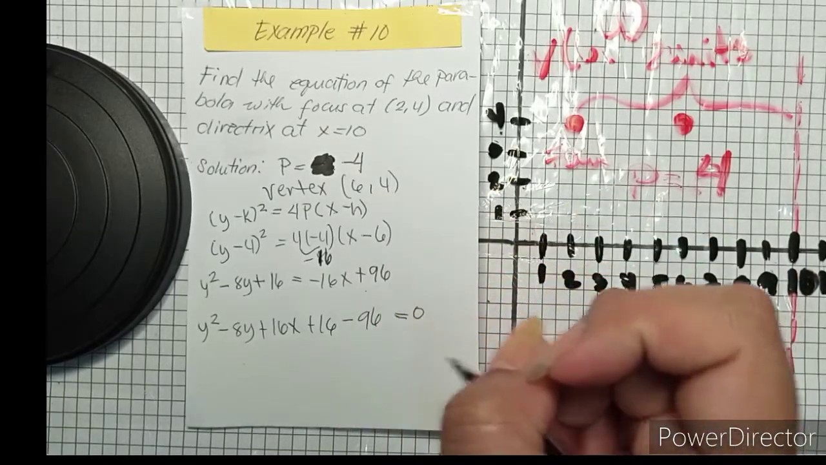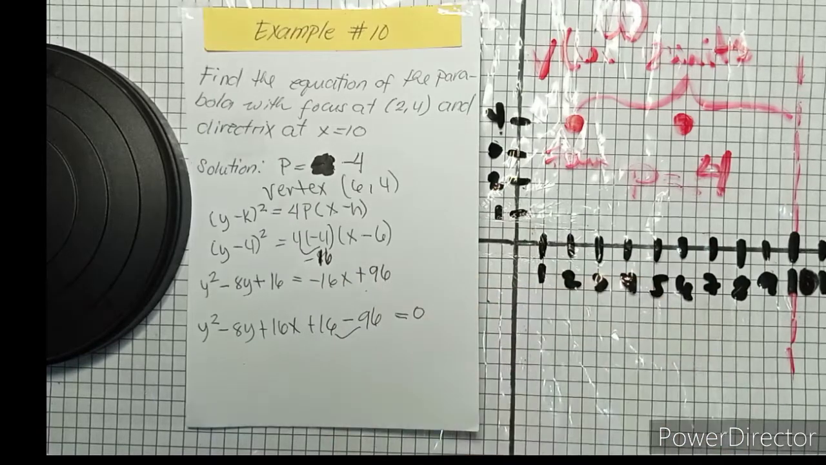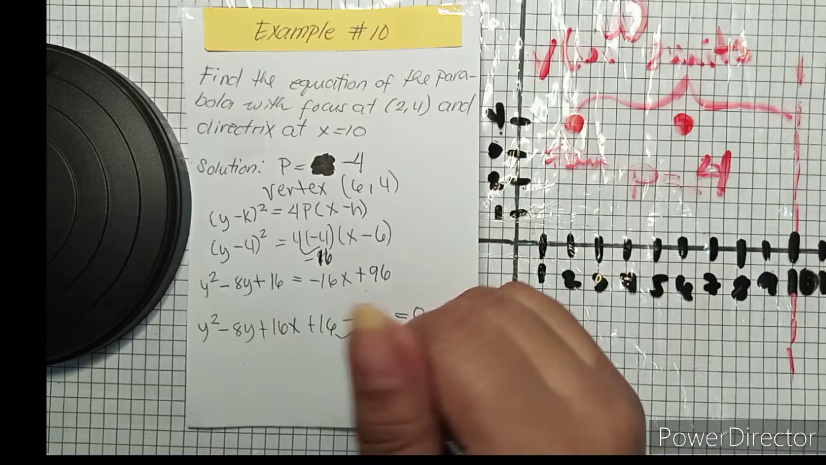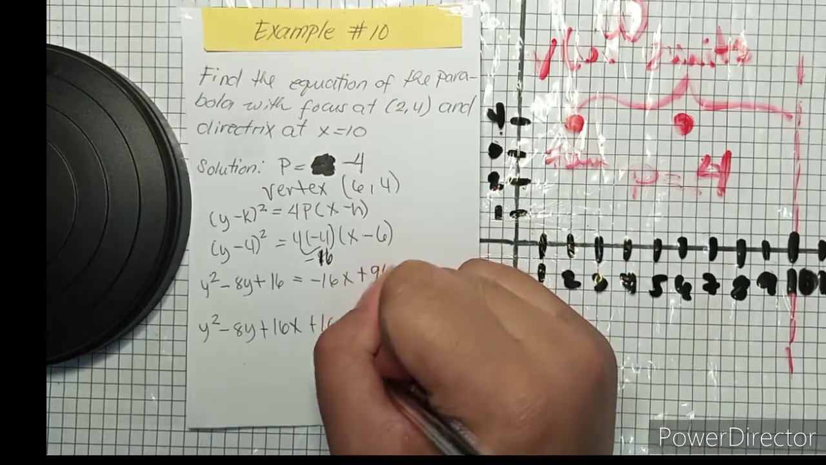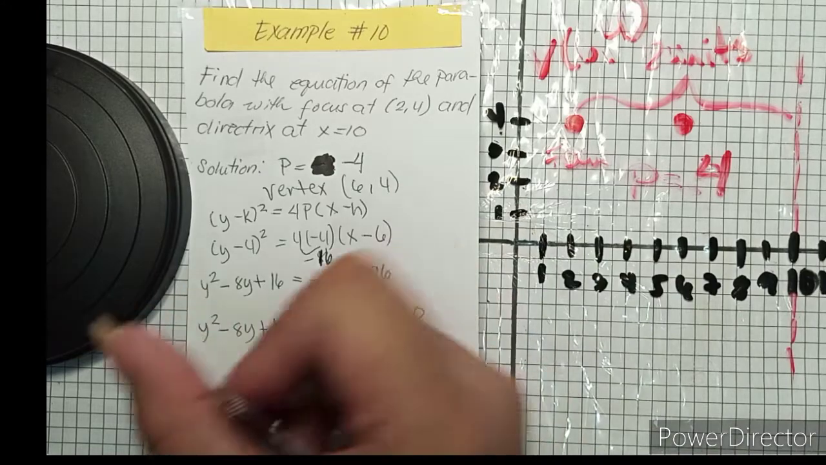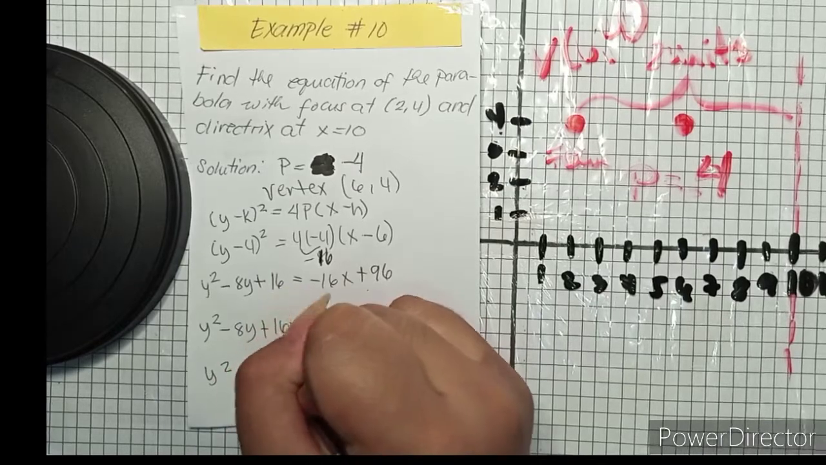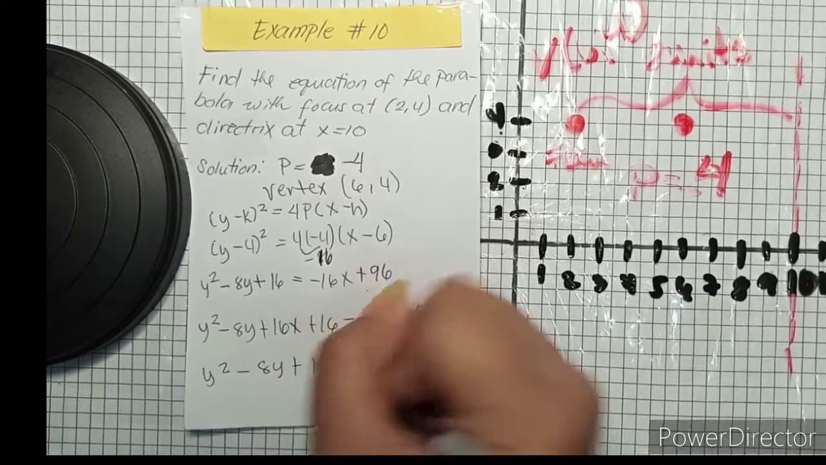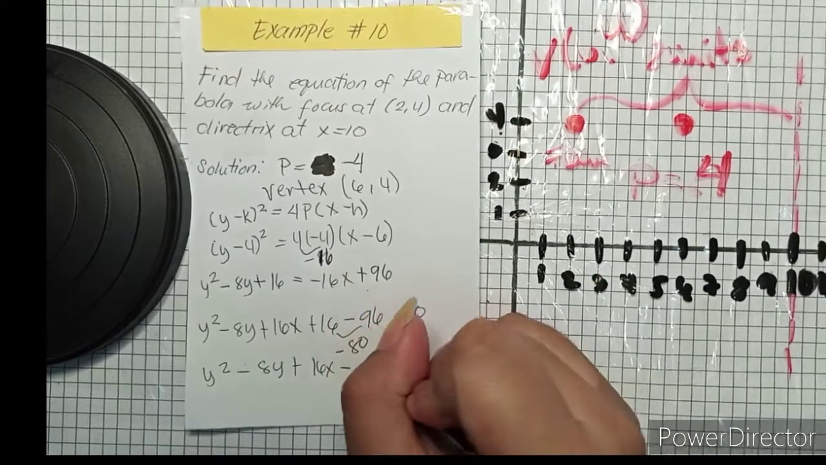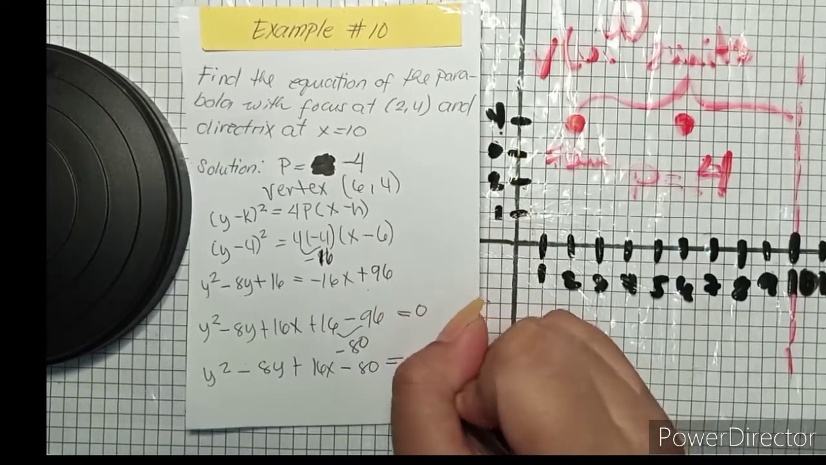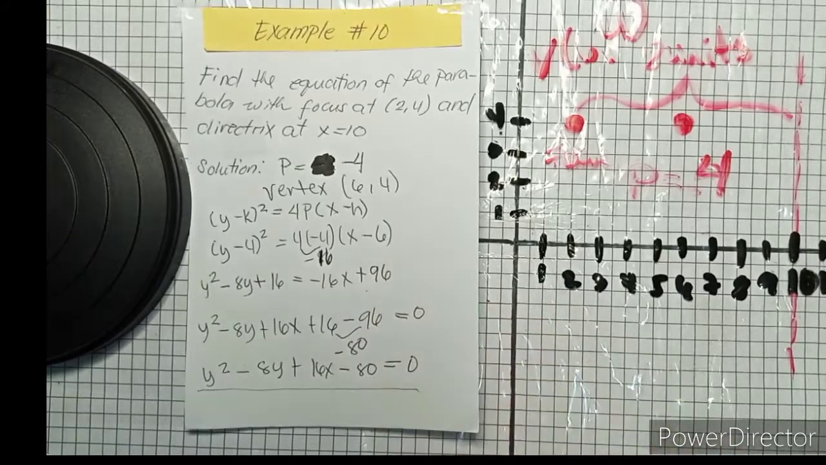Then, yung ating constant number, which is 16 at saka 96, simplify natin. So, 16 minus 96 is negative 80. So, rewrite na natin. Y squared minus 8y plus 16x minus 80 is equal to 0. Ito na yung ating general equation. So, nasundan? Okay, so that's all for today.